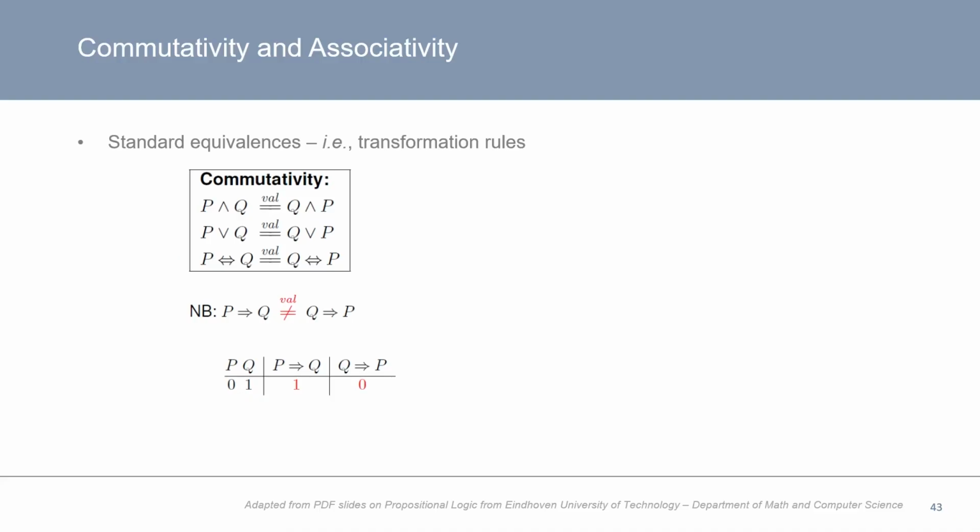So far, these are all quite straightforward. Note that biconditional is not the same thing as equivalent. Also, note that P implies Q is not equivalent to Q implies P. We can verify this with the truth table here.